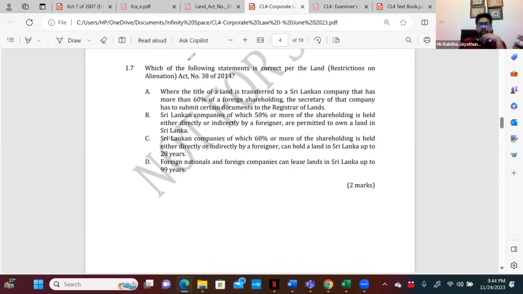Which of the following statements is correct per the Land Restrictions Act? Sometimes you get one question, and sometimes there can be questions in section 2 also. But in this instance, we have only one question, right?